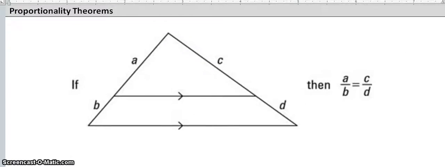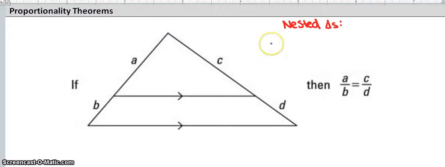So a side splitter theorem has to do with what's called nested triangles. So nested triangles, and I'll even write this down because it's important to remember this word when I say it. Nested triangles are triangles that are like inside one another. So this smaller triangle here is nested within the bigger triangle here.